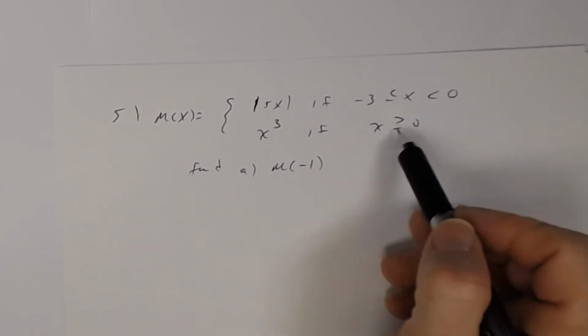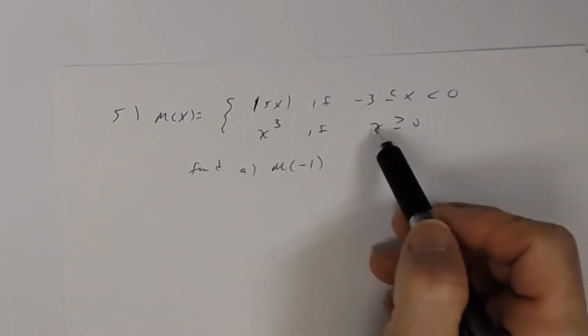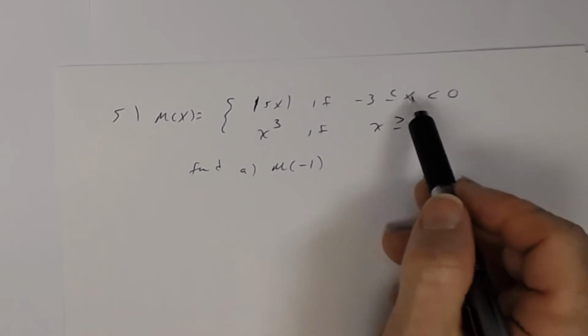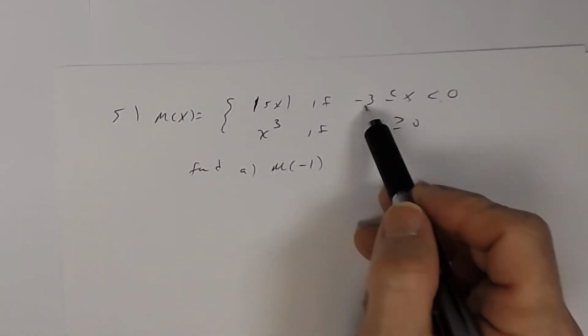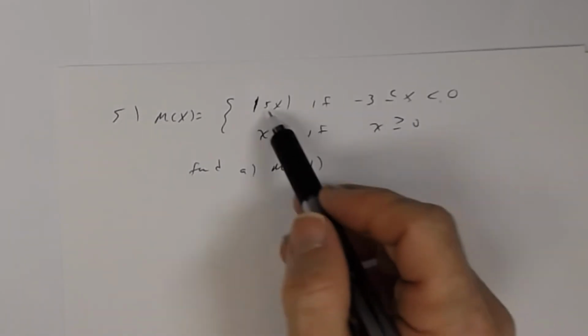Is negative 1 in this domain or is it in this one? Well, you know it's not in this one, because negative 1 is not greater than or equal to 0. So it has to be in this one. Is negative 1 less than 0? Yes. Is negative 3 less than or equal to negative 1? Yes. So this is the one you're going to use.